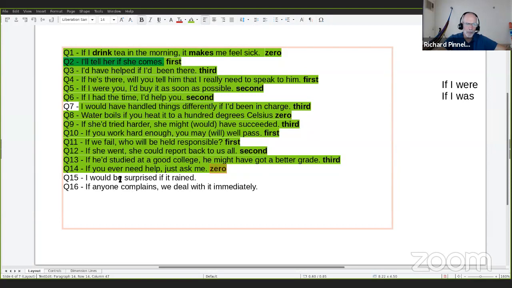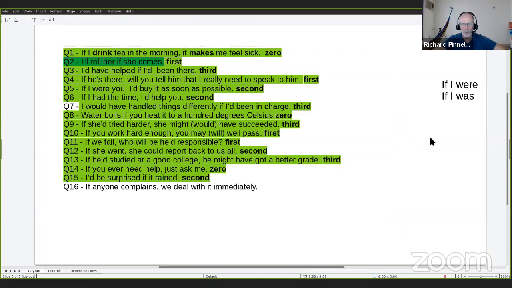I'd be surprised if it rained. Would plus past. I'd be surprised if it rained. The third conditional. No, no, it's the second conditional. It's like now, yeah, because it's would plus be plus it rained. So the third conditional would be I would have been.